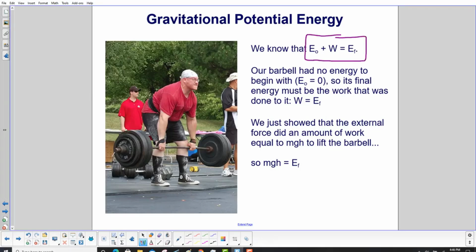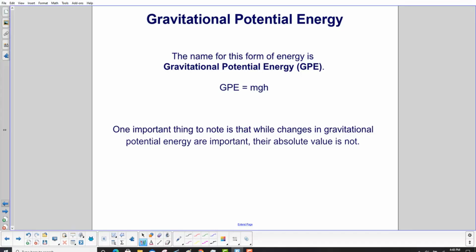Now let's invoke the work energy equation. Initial energy plus work equals final. Our barbell had no energy to begin with, so that means E0 is 0. So its final energy must be the work that was done to it. So we have work is equal to E final. We showed on the previous slide that the external force did an amount of work equal to mgh to lift the barbell. So we substitute mgh in for work, and we have mgh equals E final. The name for this form of energy is gravitational potential energy. So GPE equals mgh.